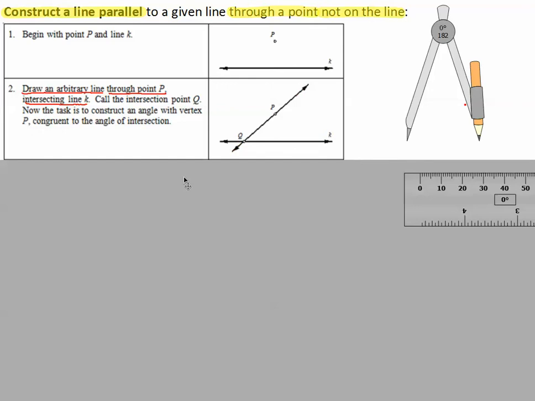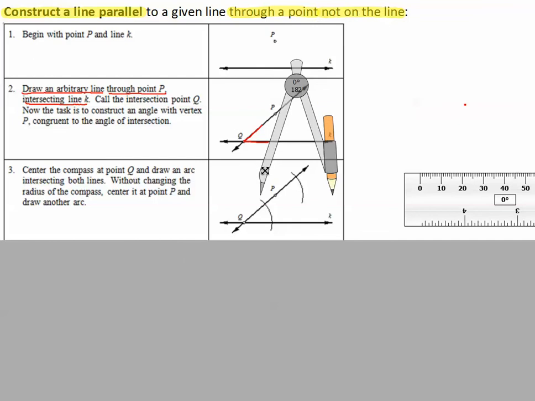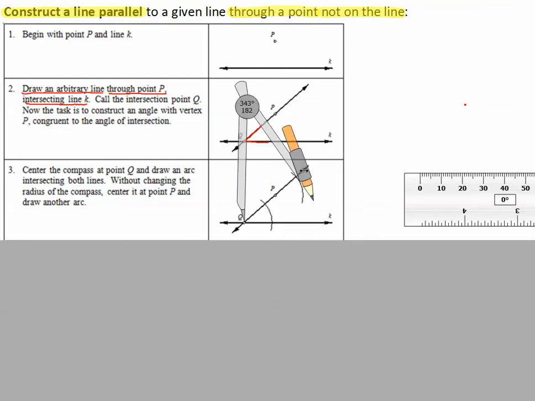From there, notice that we've created an angle. Do you see this angle that's right here? We've created this angle. Well, we are going to copy that angle. Remember how we copy an angle. I'm going to take my compass, put it on that vertex, and draw an arc that goes through both sides of my angle.